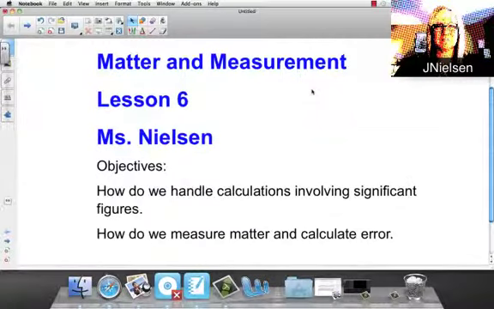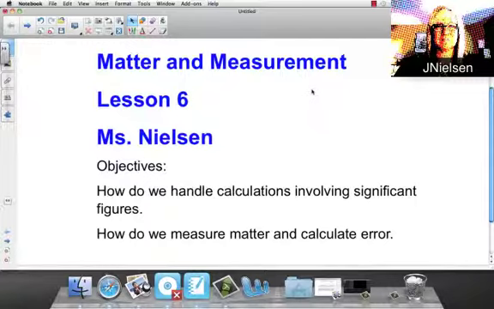Okay, this is Matter and Measurement, Lesson 6, and this is actually going to be the last lesson in the first unit that we're doing. So that means two things. One, you need to start studying the vocabulary terms that I put a link in Schoology for Quizlet for, because we will have a vocabulary quiz, and you need to start reviewing everything for a unit exam. On Monday, I will give you a practice test that you can start working on. Okay, so let's finish this up.